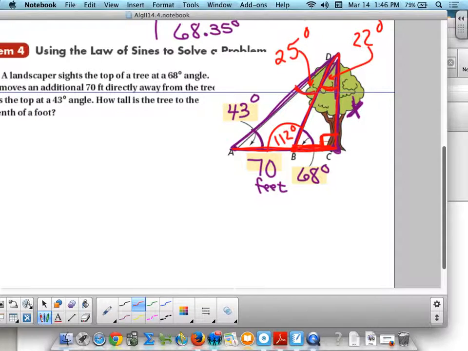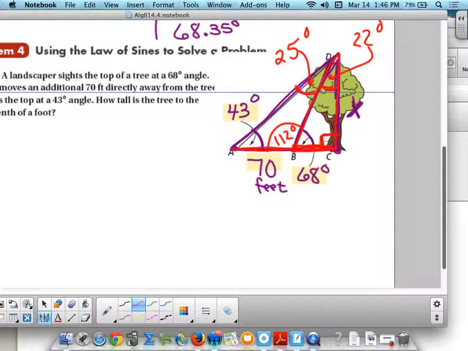Okay, can you go sine of 43 over x? Using the law of sines, finding the side of the triangle. Let Brittany just say what she said. Sine of 43 over x. Where's x? This one? Okay, that x, and then the sine of 25 over what?